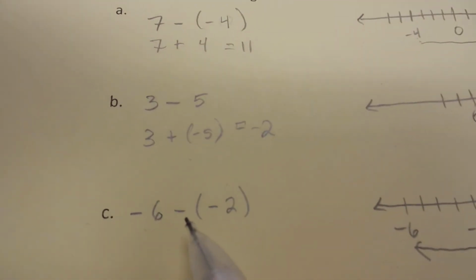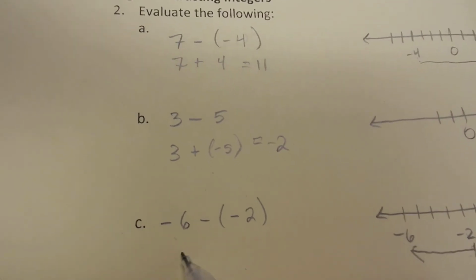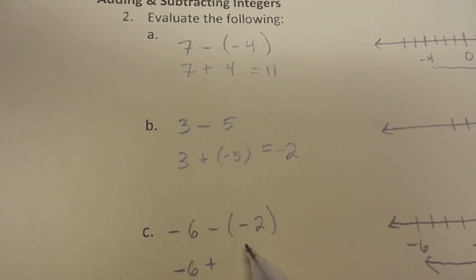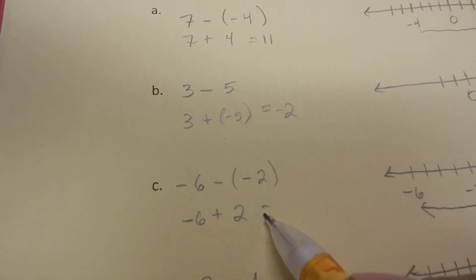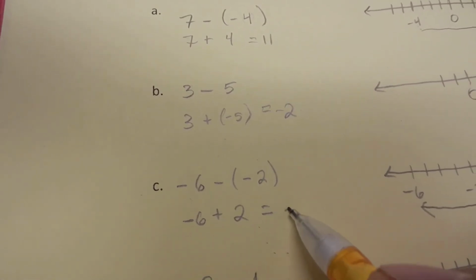If we go to our old or previous method, we can think of this as negative 6 plus the opposite of that negative 2, which is 2. And hopefully you can see that that will yield a negative 4.